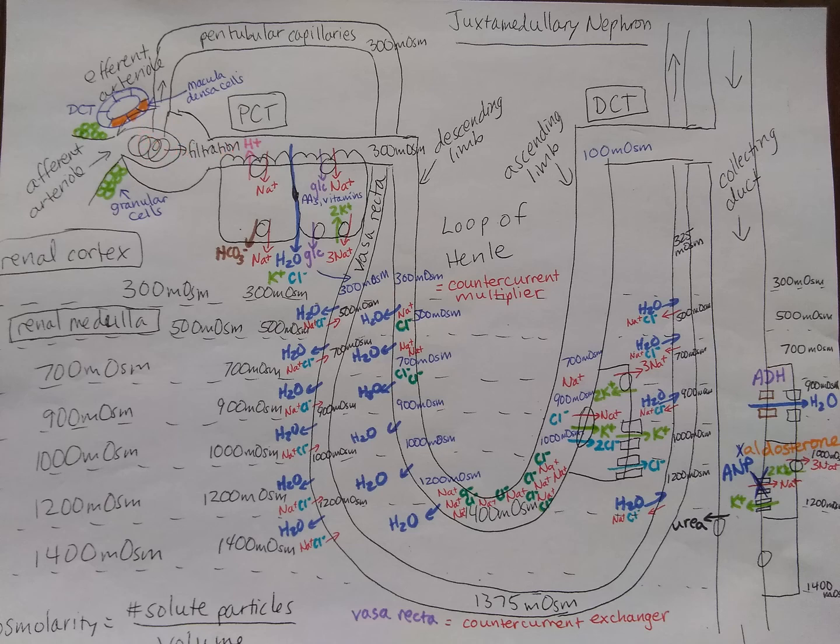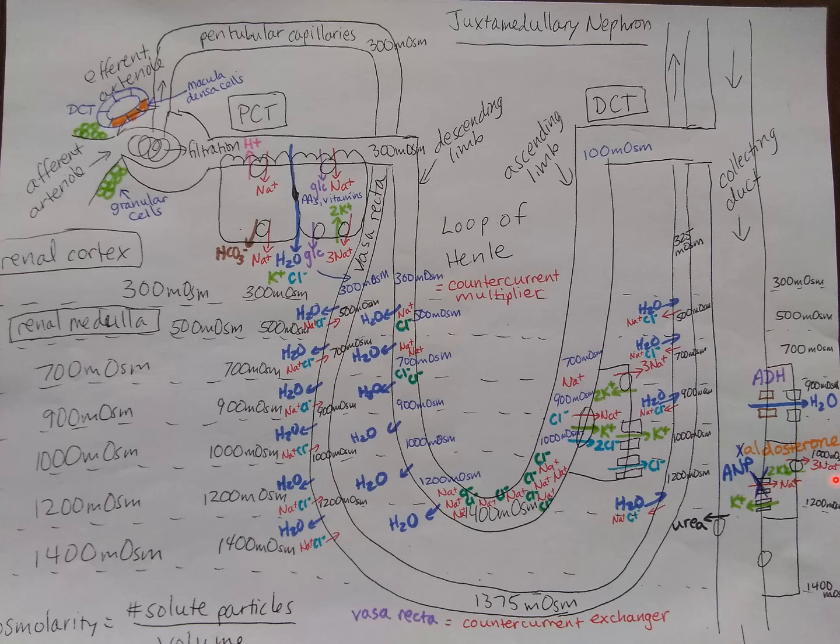And then when you get over here to the collecting duct, ANP is going to do a couple things. It will close the sodium channels, so we're not going to be reabsorbing sodium anymore. We're going to leave the sodium in the urine. And that's where we got part of the name of atrial natriuretic peptide. Natriuretic just means you're peeing out sodium. So sodium doesn't get reabsorbed, it stays in the urine, you excrete that.